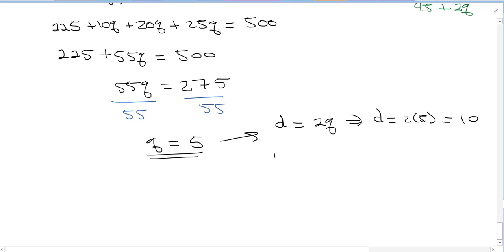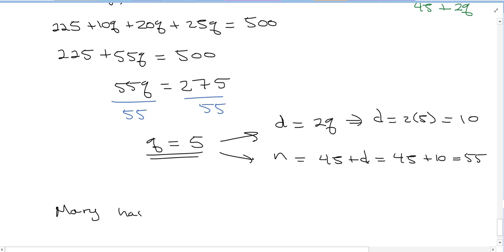And the nickels, what was the number of nickels? Nickels was 45 more than the number of dimes, right? Now that we have the number of dimes, we can say this is then 45 plus 10, so 55. So we can say now Mary has 55 nickels, 10 dimes, and 5 quarters.